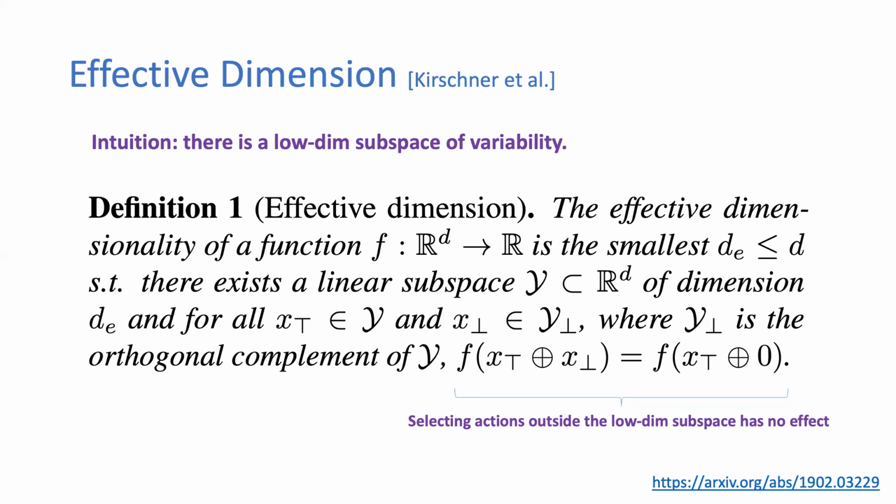The thing worth focusing on is the very last equation at the bottom, which says there's this low-dimensional subspace of variability, and then there's the orthogonal space. If we select actions along the low-dimensional subspace and compose them with actions in the orthogonal space, it has no effect on the true fitness function. The effective dimension, d sub e, in this definition, is the dimensionality of this low-dimensional subspace of variability.